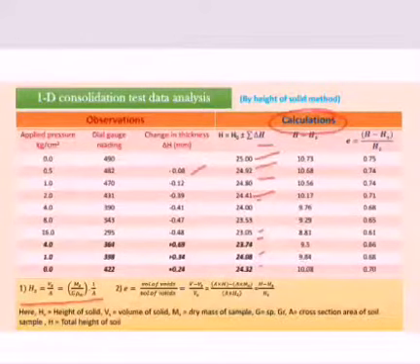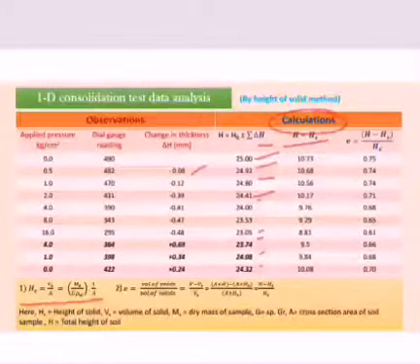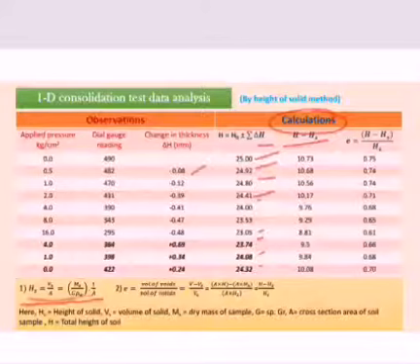Now this is H minus Hs. This is the difference between the total height of the sample and the height of the solid. Hs is the height of the solid. Now the height of the solid is a constant for any experiment or any soil sample. Here we can find the height of the solid by using this formula: height of solid equals Vs by A, where Vs means the volume of solid, divided by A.